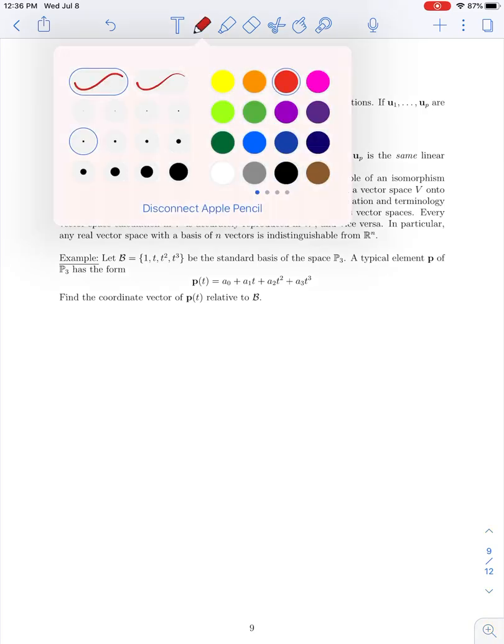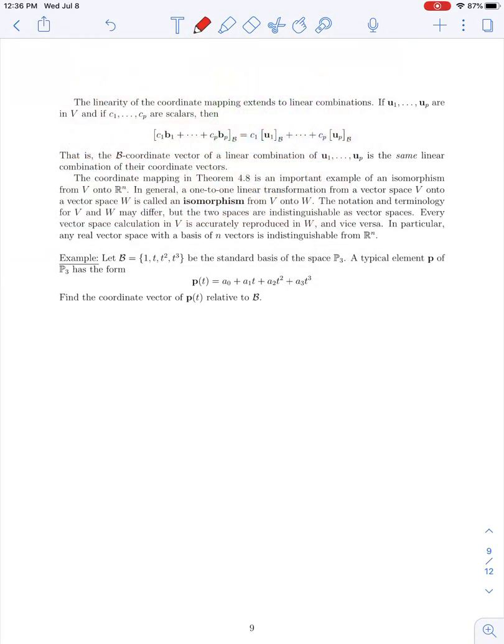Okay. Now, this coordinate mapping that we're talking about in Theorem 4.8 is an example of what's called an isomorphism from V onto R. So what exactly is an isomorphism? Well, in general, a one-to-one linear transformation from a vector space V onto a vector space W is called an isomorphism from V onto W.